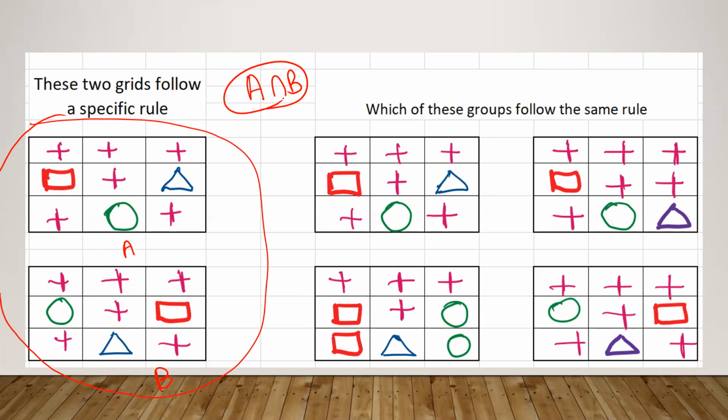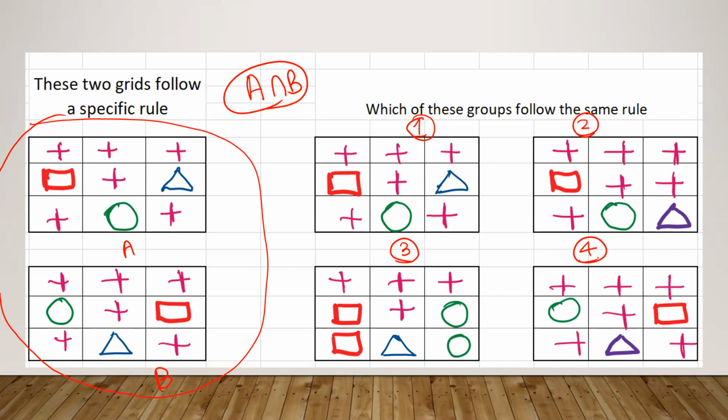Once you have found the pattern which is common in both the grids, based on that you need to see the options. Four options will be given to you: option one, option two, option three, option four. You need to find out the pattern you observed in both the grids.